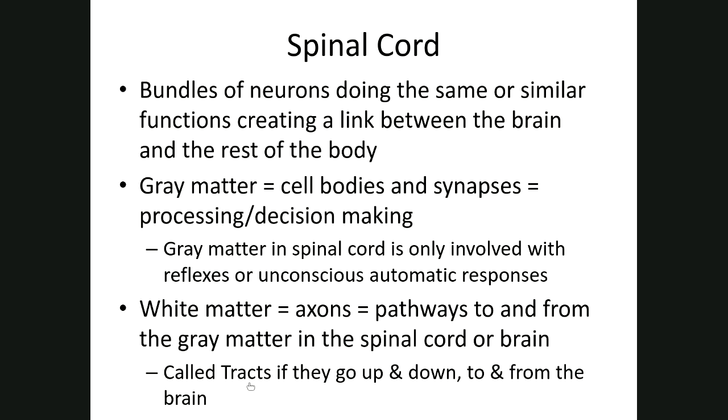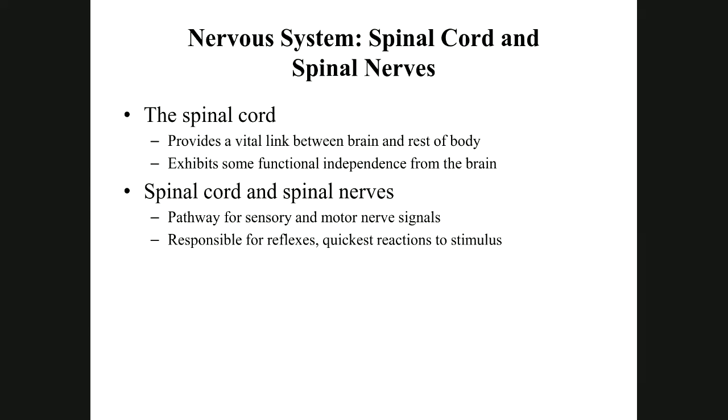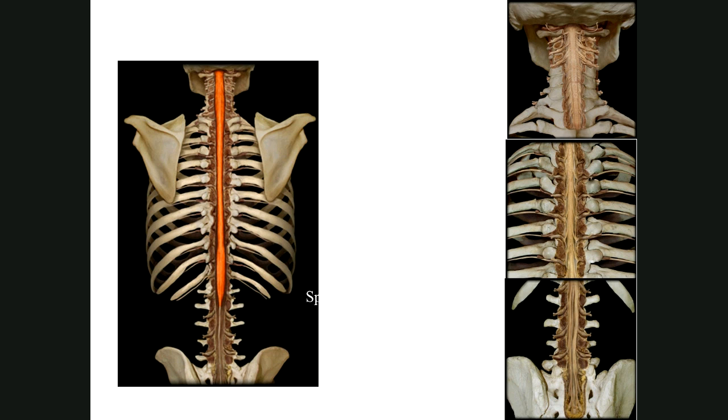through those spinal nerves. So again, when we're looking at this spinal cord, it's really just a bundle of neurons. It provides a link between the brain and the rest of the body, but it does have its own functional independence. It can do those reflexes, right? And so this is really simply a superhighway for sensory and motor information. Here we can kind of see some of the basics of the spinal cord.